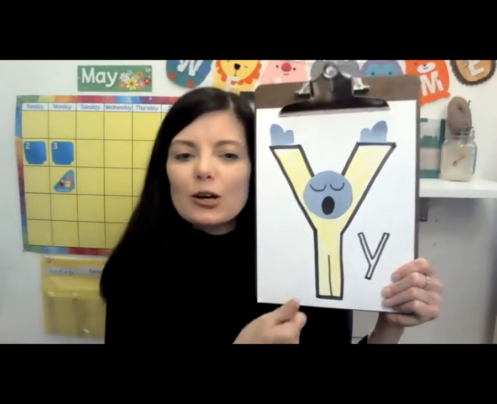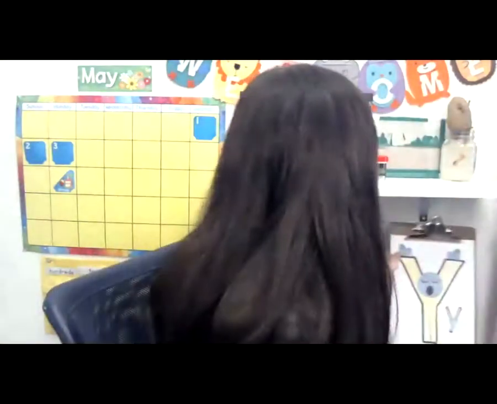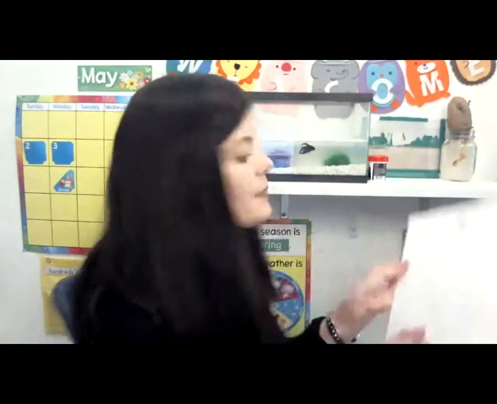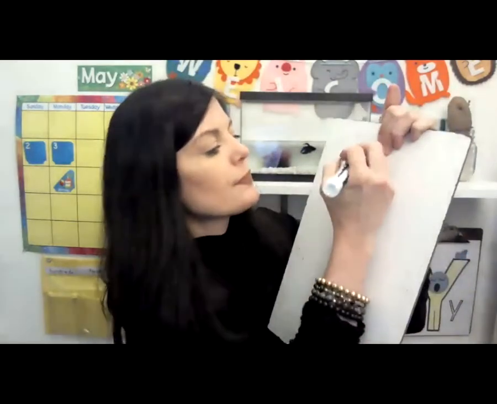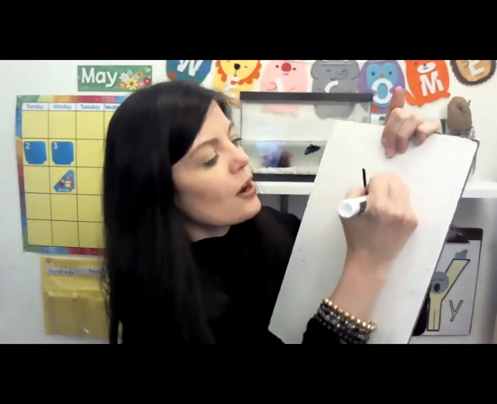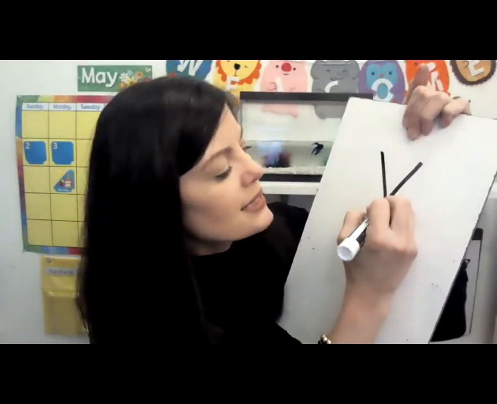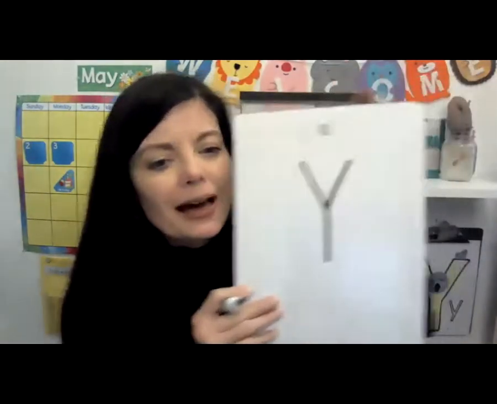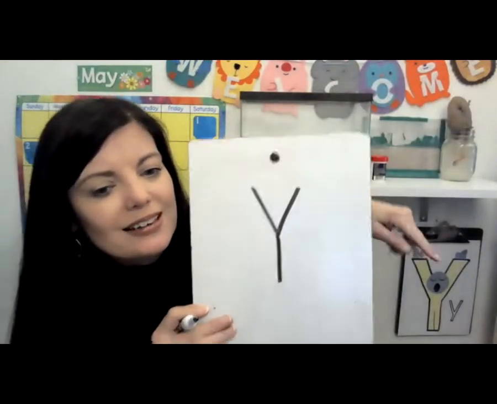Now that we know what letter Y looks like, let's see if we can write the letter Y. Okay, to write the letter Y, we're going to make a letter V on the top. It looks like those arms that are stretched up, getting ready to yawn. All right, and so then a line straight down at the bottom, just like the one we decorated.